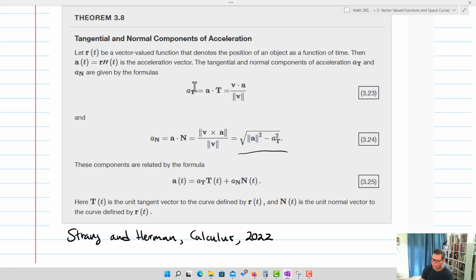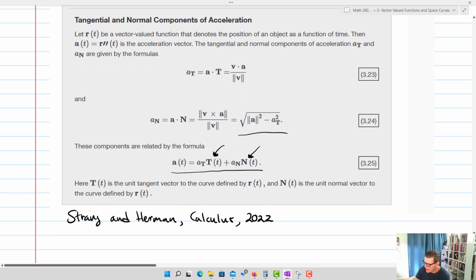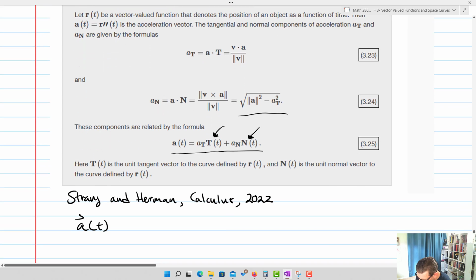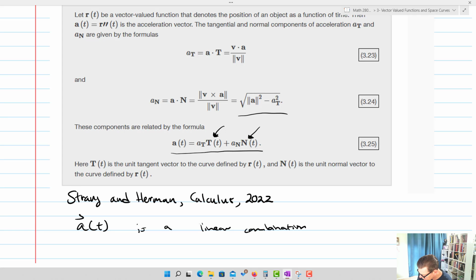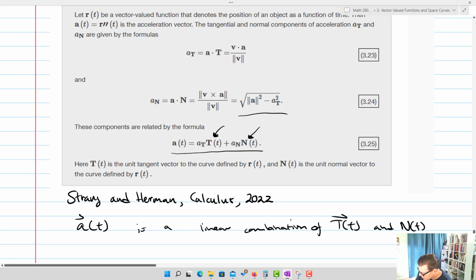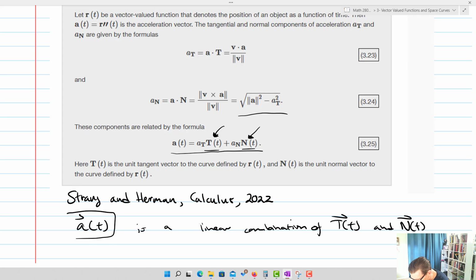Okay? And then we end up with this formula right here. The reason why this is defined by a plane is because we have two vectors, T of t and N of t, and they're going to be perpendicular to each other. And so what we've done is we've written A of t, that vector, as a linear combination of T of t and N of t. So these two form a plane, N of t and T of t, and what we've done is located A of t on that plane.